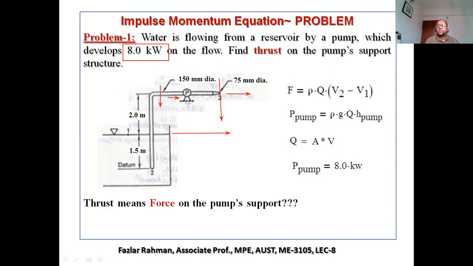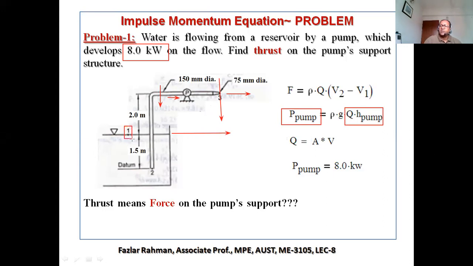Now, how can we figure it out? Pump power is given. Instead of head, they are giving power. So we know that pump power equals rho g Q H. Pump power is given, Q is not given. Rho we know, since it's water; g we know; Q we don't know; H pump we don't know. Now, we know Q equals A times V. If you are able to figure out Q, you can figure out the velocity at point 3 and the velocity before the pump, or wherever we apply the boundary condition.